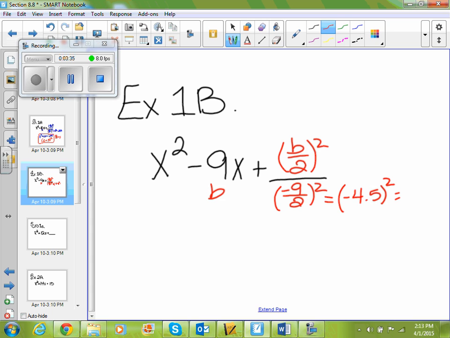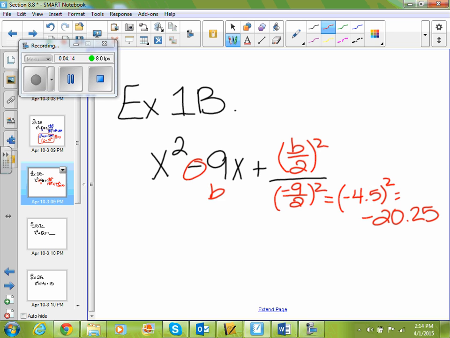Grab a calculator instead of guessing. It's not 17, it's not 18. It's 20.25. So it should be positive 20.25. But because of this minus, we make it a minus.